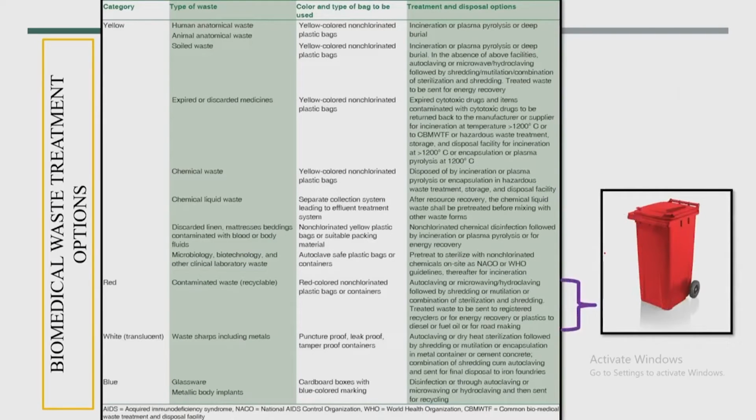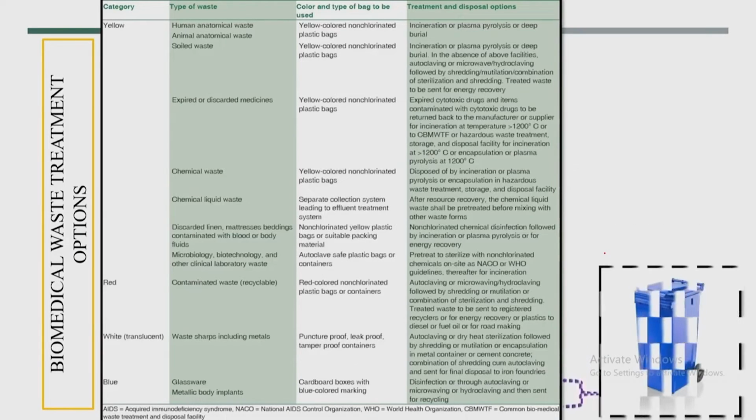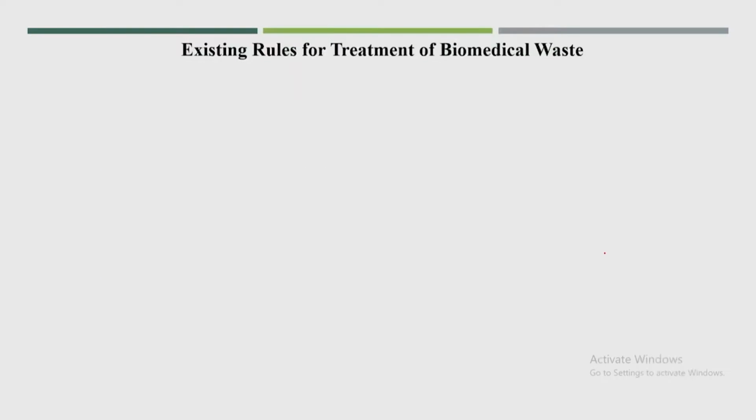Next is the red one, that is contaminated waste. These are recyclable ones, which should be separated. Next is the white one, white color, that is waste sharps including metals. So, this is sharp material, like needles will come into this category. And last is the blue. Blue is glasswares or metallic body implants or cardboard boxes, that will come into the blue bin. This is also recyclable. So, the major concentration, which goes to the incineration facility, is the yellow dustbin waste.